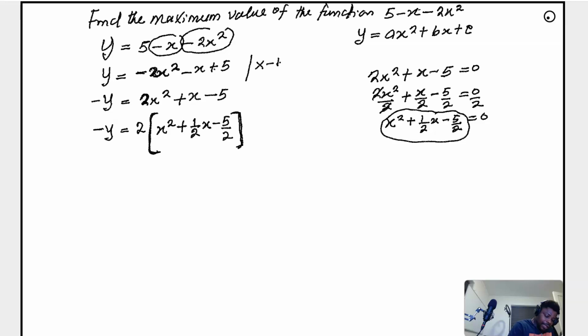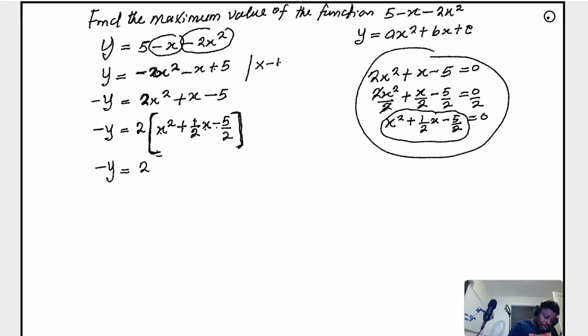The reason why you have done that is that if I say 2 times x squared, it will be 2x squared, plus 2 times 1 over 2x, it will be x, minus 2 times 5 over 2, it will be 5. So easy. So that is why I'm showing you through that way. So minus y is equal to 2 square bracket. Now, you write x squared plus 1 over 2x. You leave space. Minus 5 over 2. Then you leave space. You know why you are leaving the space?